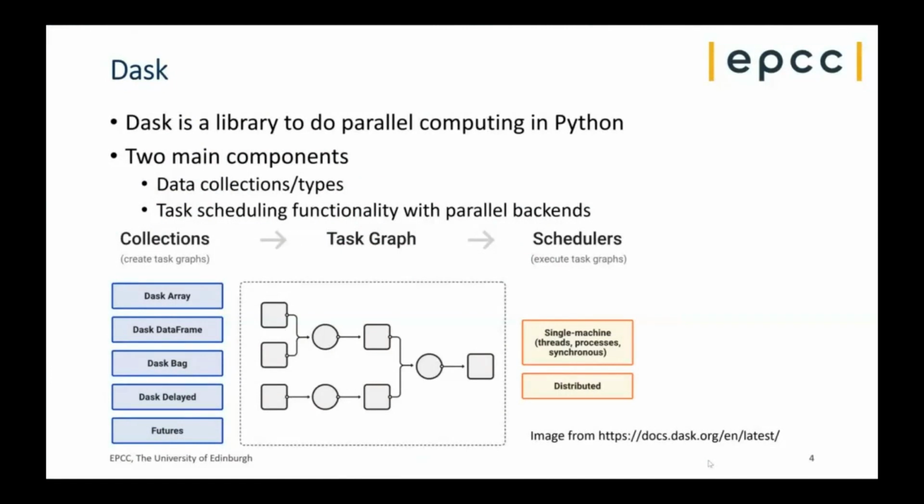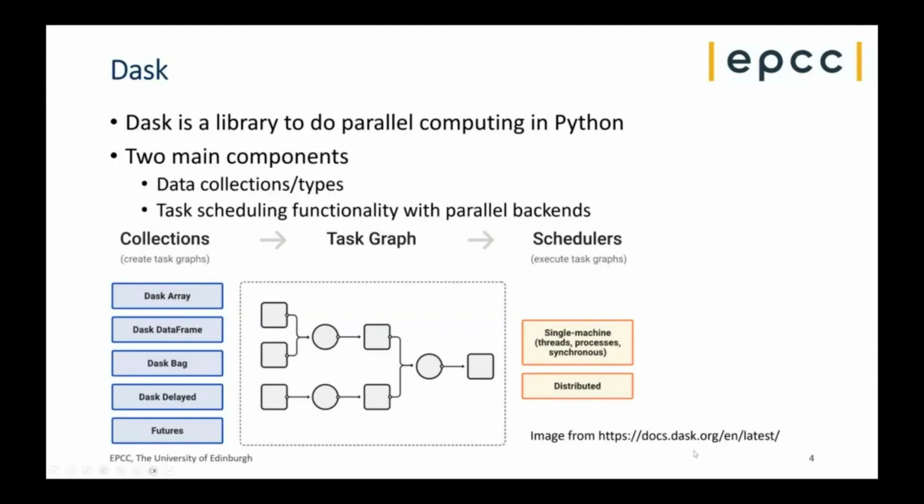And actually it comes in a couple of different parts. We have the front end bits, what we call the collections, which are the interfaces you use it from. So you can see it's got things like arrays, data frames, bags, futures, and delayed interfaces. We'll come on to those. And then there is another set of functionality which takes these and turns them into task graphs. This defines the dependencies between your operations in your program, and then schedulers, which will run it on different styles of resources.